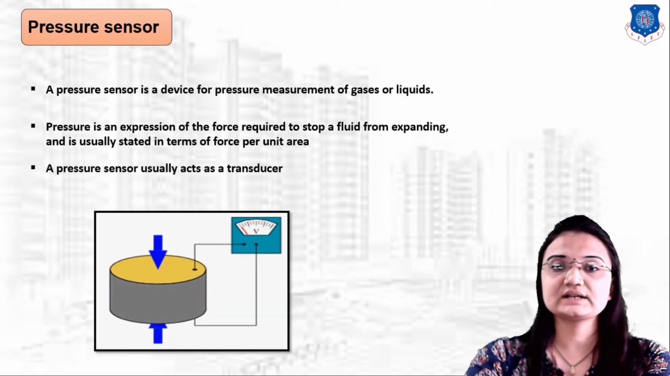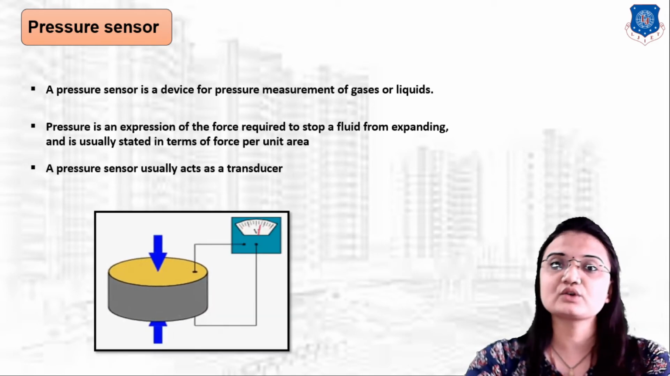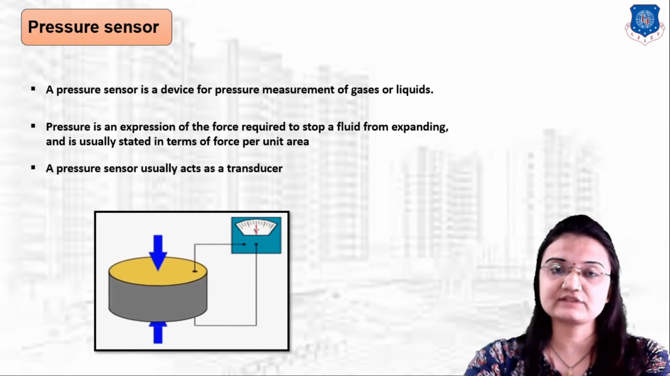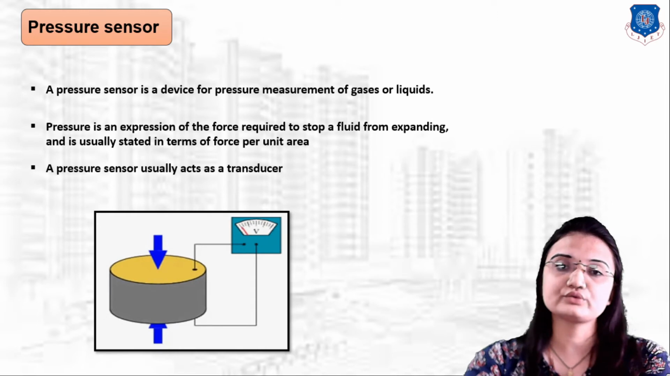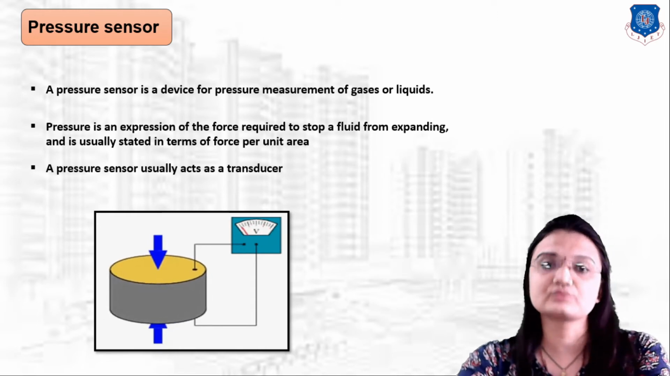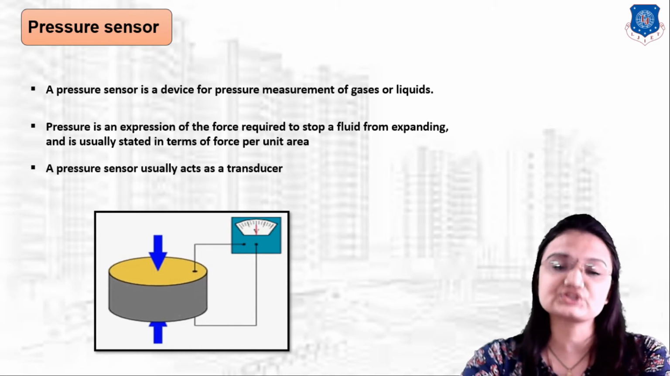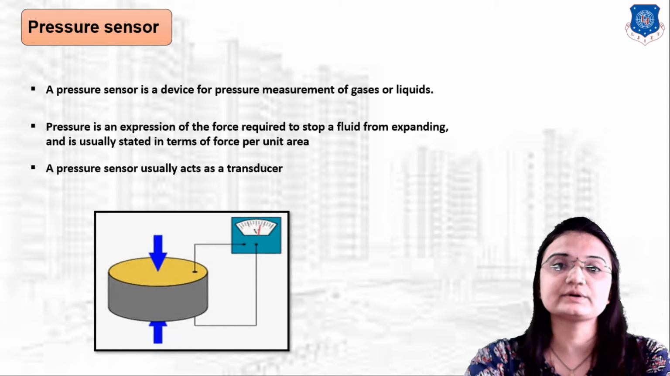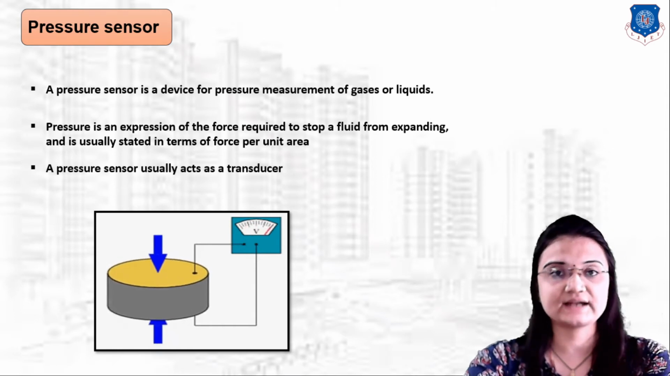You can clearly see in this video, whenever we give force to the object, the output, which is equal to this pressure or force, is indicated by the voltmeter. So a pressure sensor is generally used to measure the pressure of gases and liquids.